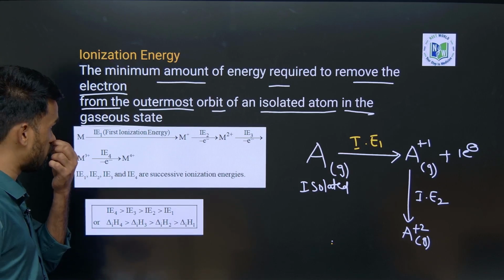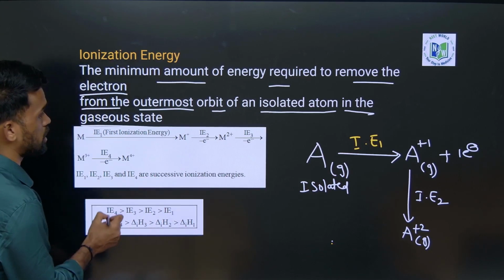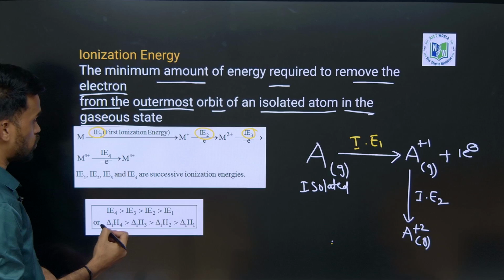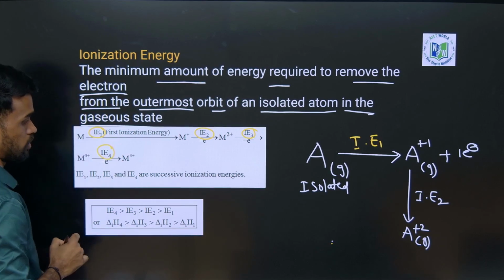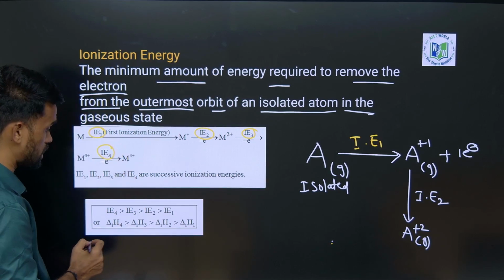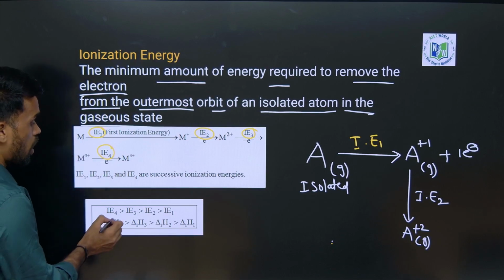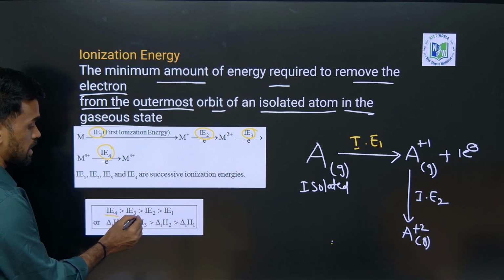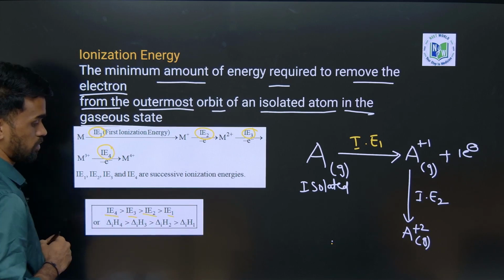Always remember, when we compare the successive ionization energies like IE1, IE2, IE3, and here IE4 also we have written, in most cases the last ionization energy, I mean IE4, is greater than IE3, IE2, IE1.